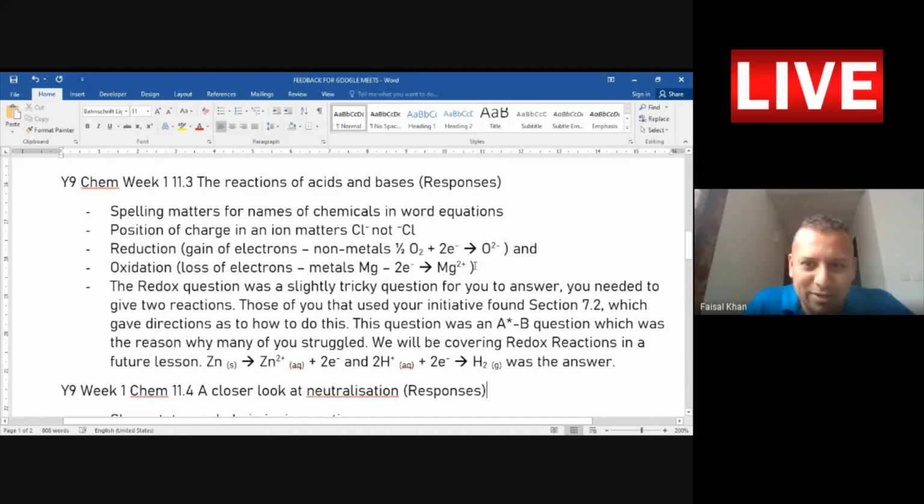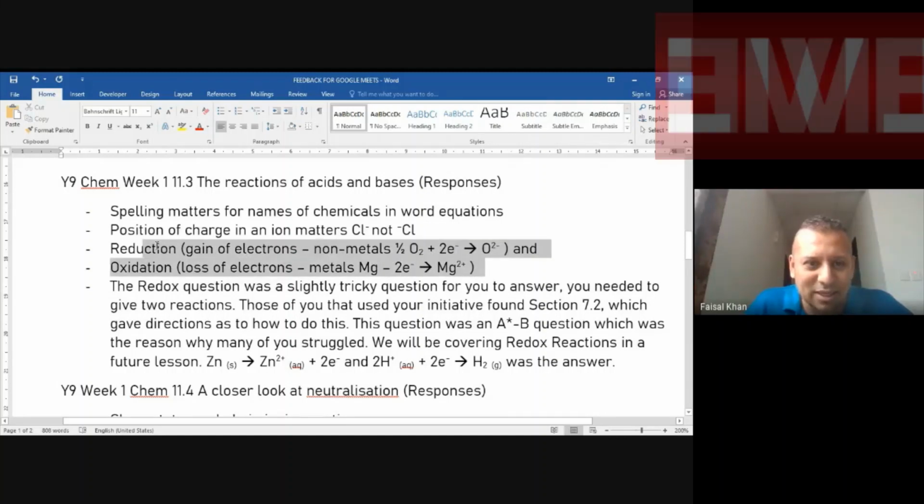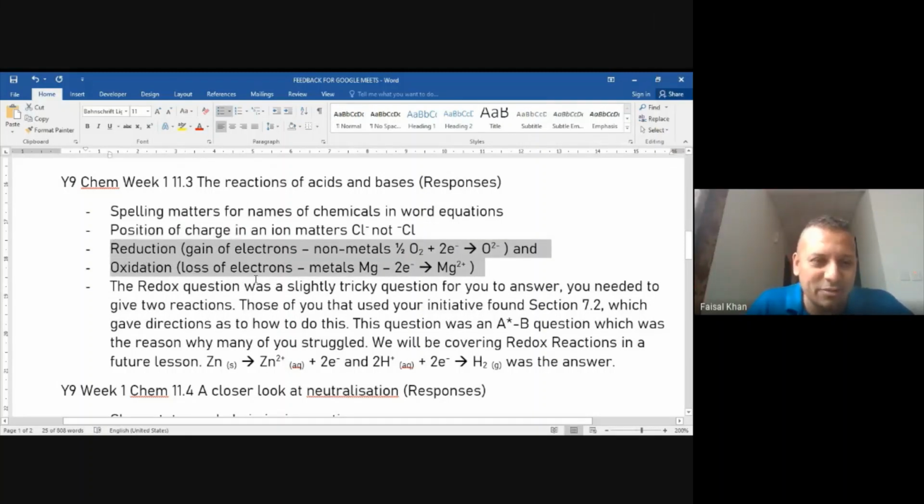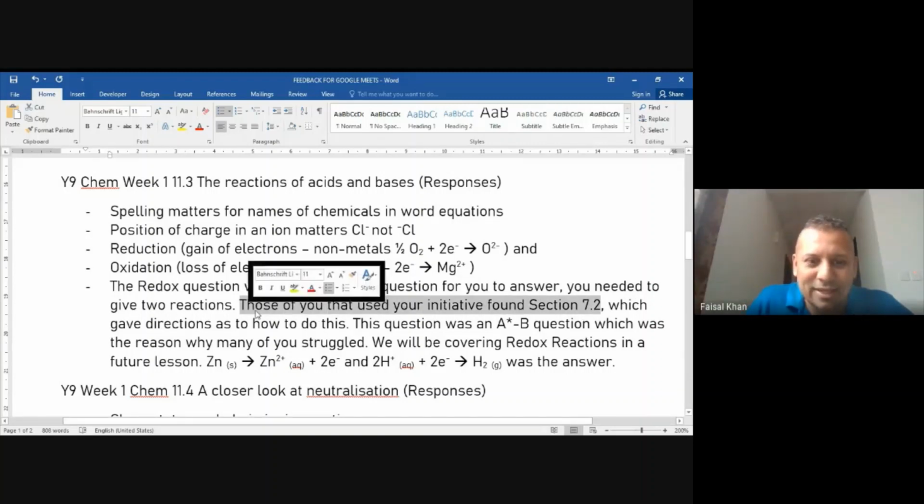The number one thing that everyone was stuck on was redox. So I've just got a few additional things. Redox is something that you're going to be covering in a future lesson. This was from a section in your book, which was after redox reaction. Some people used their initiative and they found the section in 7.2 that gave you directions.